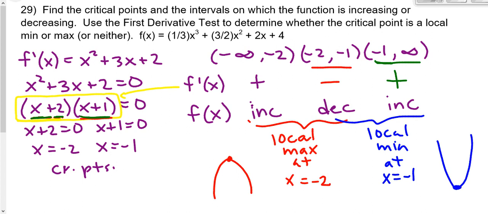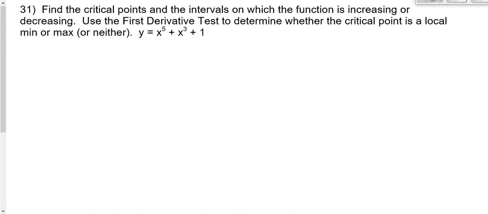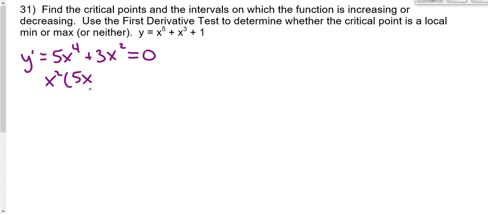Okay. Problem 31. Same idea, different function. Let's find the derivative. We get 5x to the 4th plus 3x squared. There's no place where that's undefined, so let's just set it equal to 0 and solve for critical points. Let's start by factoring out x squared. So we have x squared times the quantity 5x squared plus 3 equals 0. Set each factor equal to 0 and solve each one.